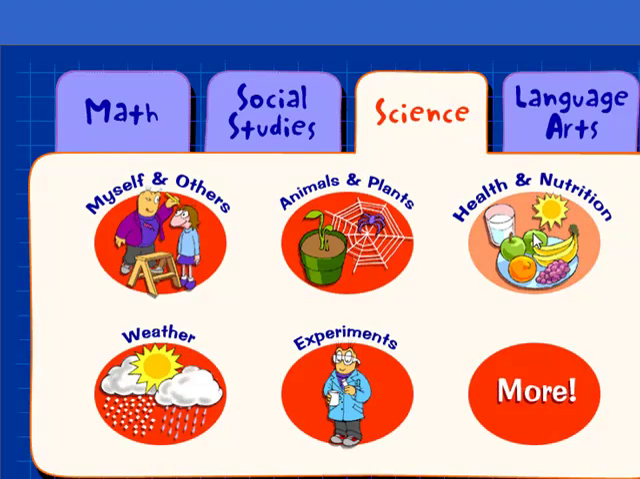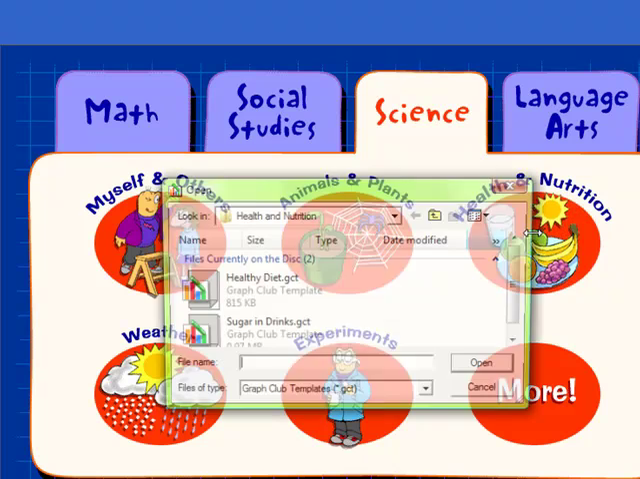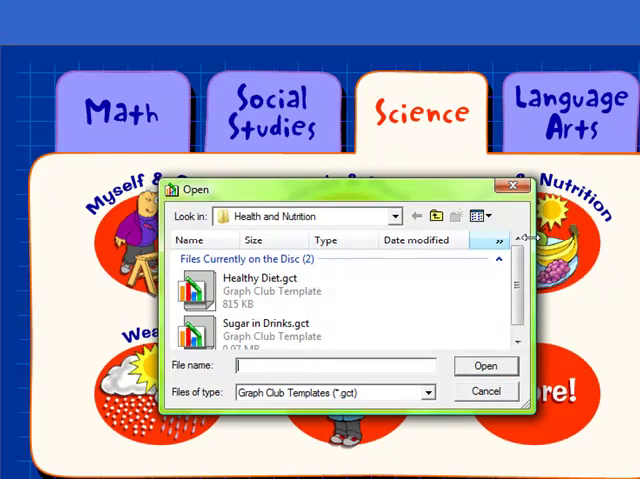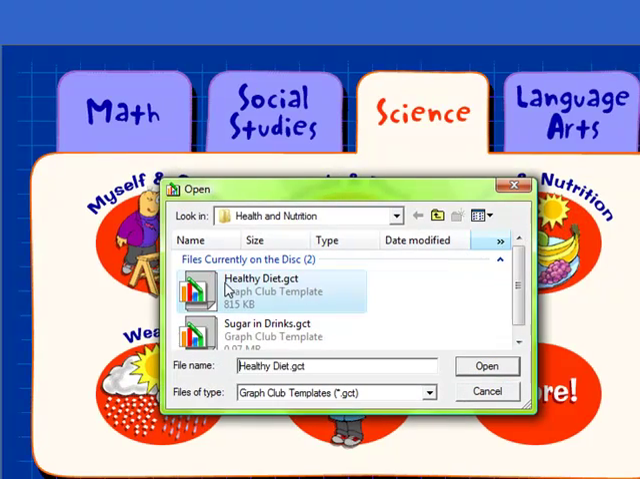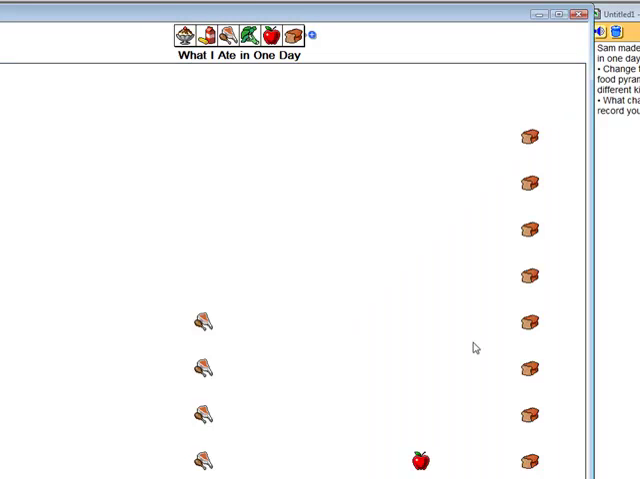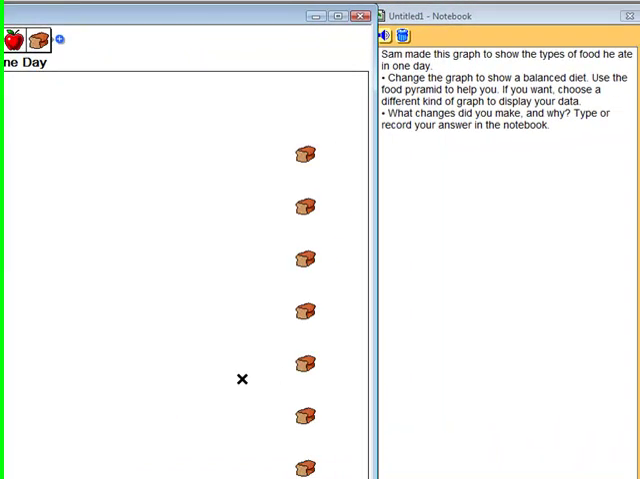For example, under science, if you choose health and nutrition, it will bring you to several choices. The healthy diet choice brings you to a pre-made graph on what I ate today with a set of directions to follow.